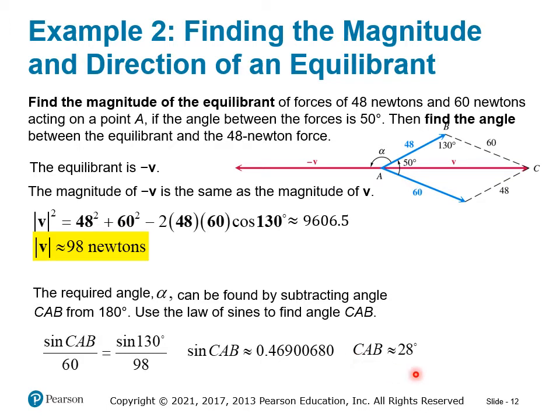This is a great problem to really raise our awareness that this diagonal does not cut that angle in half. It's not 25 and 25. Our angle is actually 28. So pay close attention to that. Okay, so now we've answered the problem. The equilibrant has a magnitude of 98, and the angle between the equilibrant and the 48 Newton force is 152 degrees.